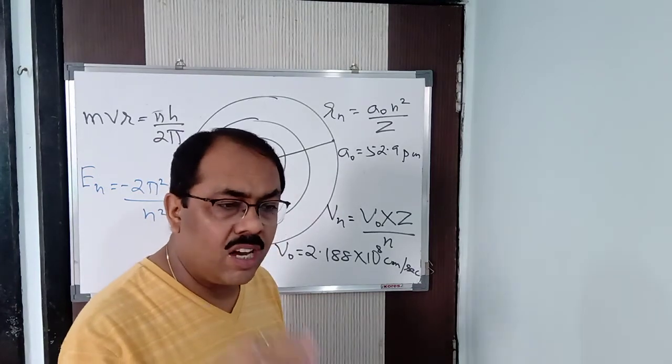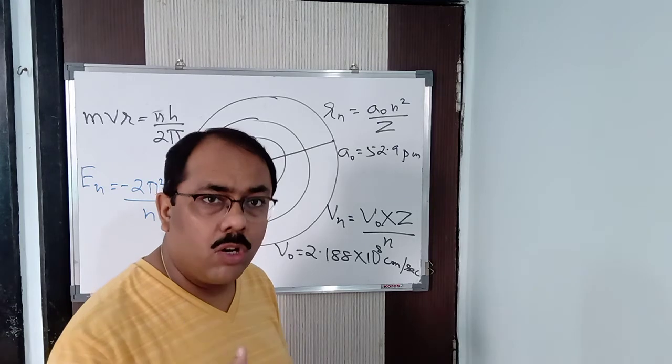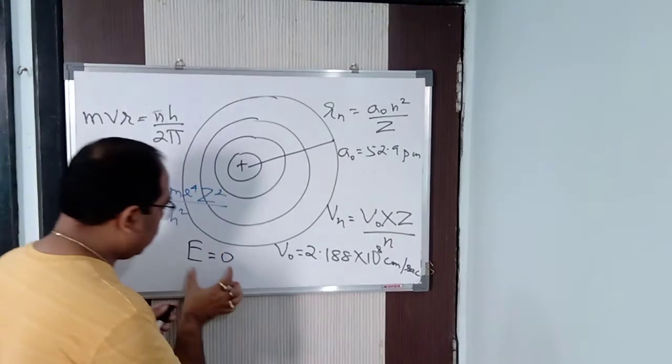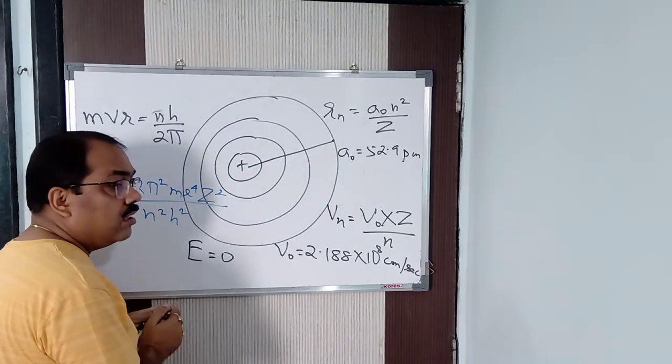Because those electrons are participating in the bond formation, whether it's ionic bond, covalent bond, or whatever it is. In chemical reactions only those electrons are participating. So hence we consider that particular energy in the outermost shell to be 0.